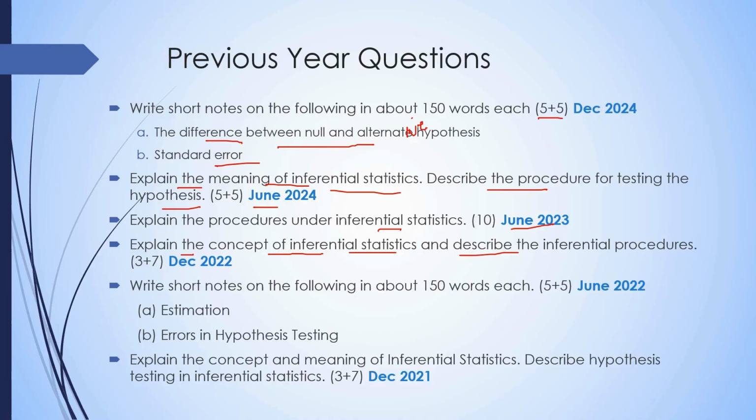June 2022, write short notes on the following in about 150 words each. First was estimation and the second is errors in hypothesis testing. December 2021, the question came, explain the concept and meaning of inferential statistics. Describe hypothesis testing in inferential statistics. So we have pretty much covered everything in this video that can potentially come from this unit. And you have seen it definitely comes in every previous year question paper.